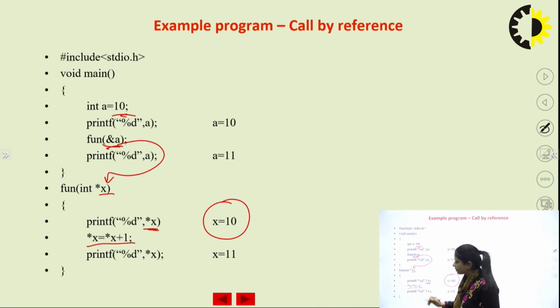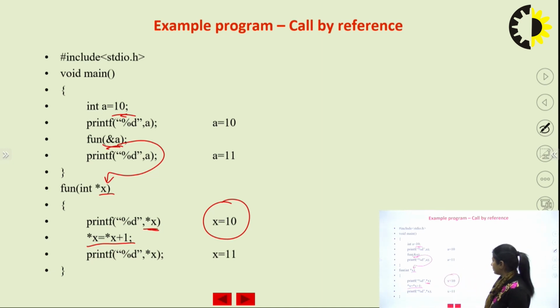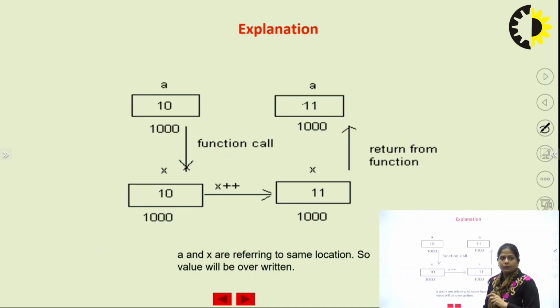Now, if you try to increment this value, pointer x is equal to pointer x plus 1, I have written over here. So, it becomes 11. The original value, you can say the actual parameter, the value of actual parameter is getting changed. Look how it is working.